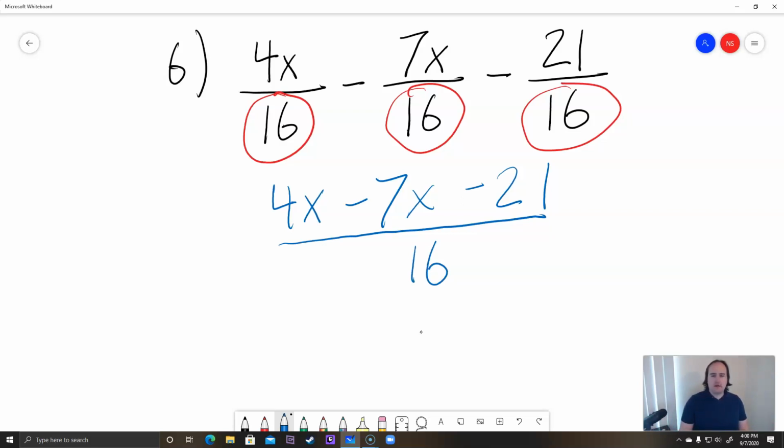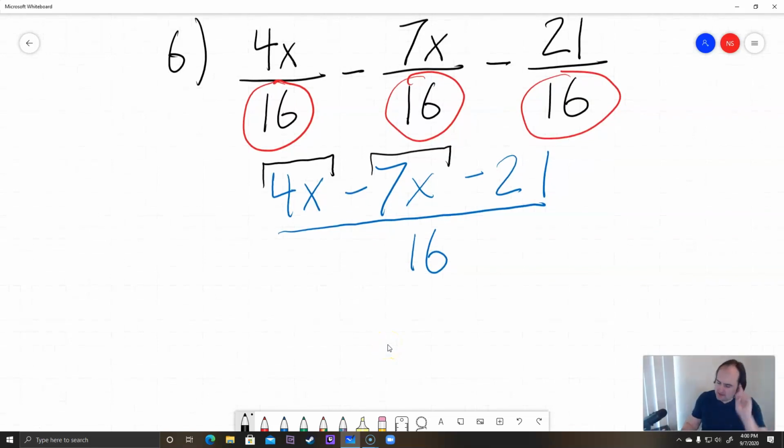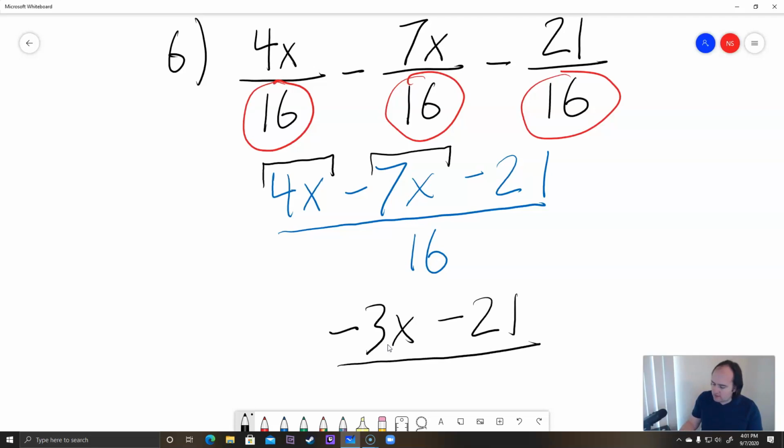Okay? And then we can combine the 4x and the negative 7x. So these two are like terms, so we can combine those, but we can't combine those with the negative 21 because that's not a like term, that doesn't have an x. Okay, so 4x minus 7x actually gives us negative 3x. So on the top we get negative 3x minus 21 all over 16.